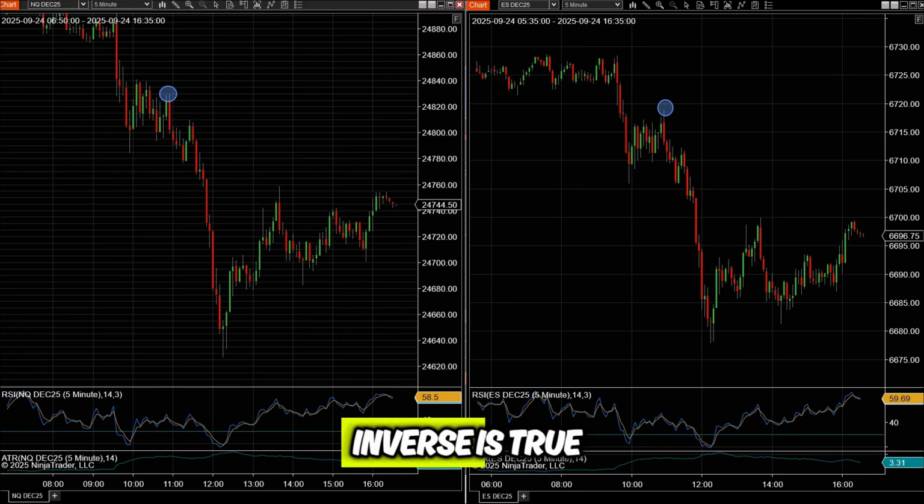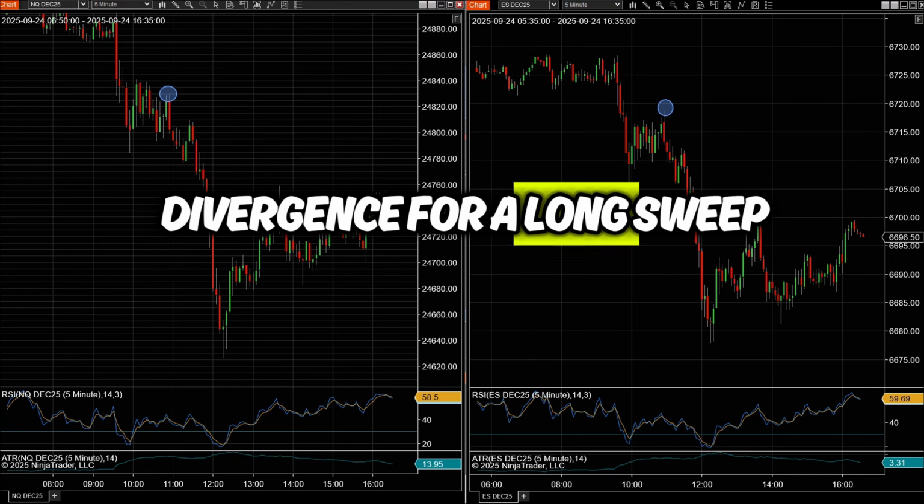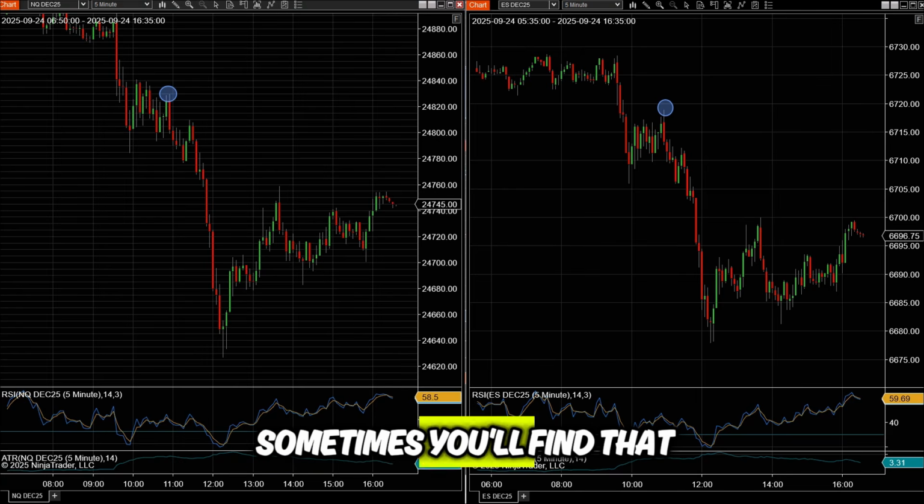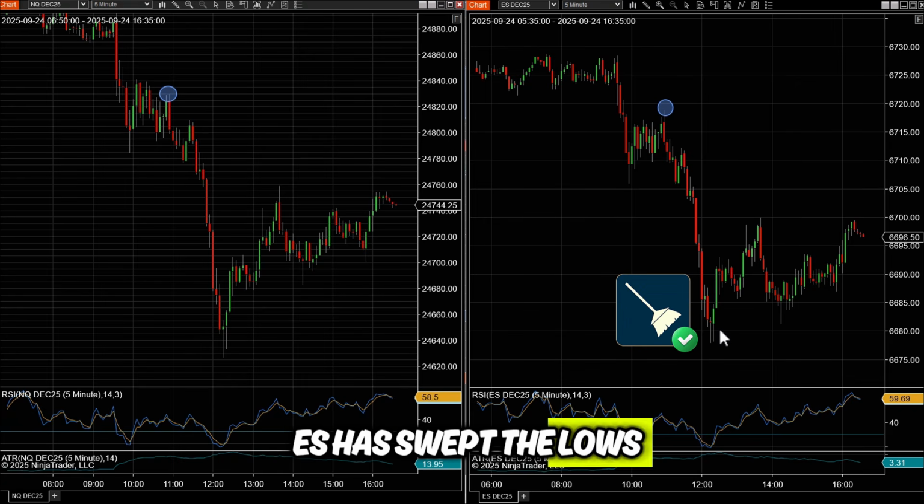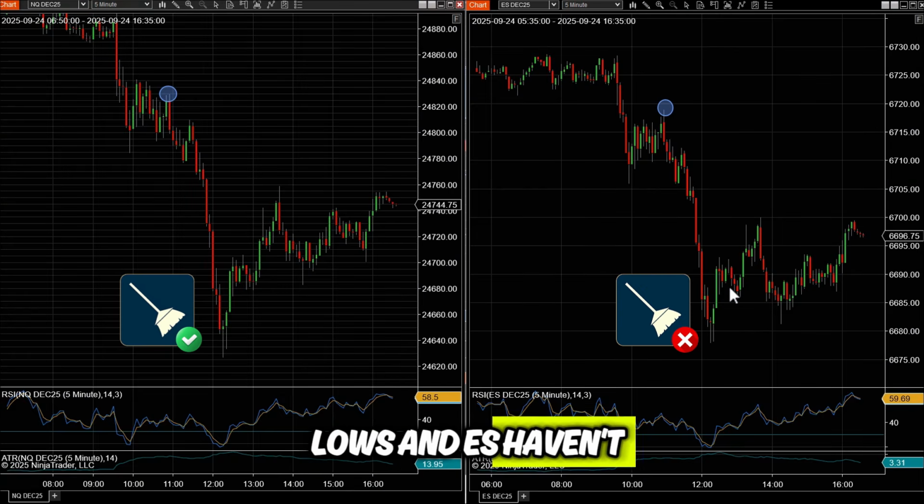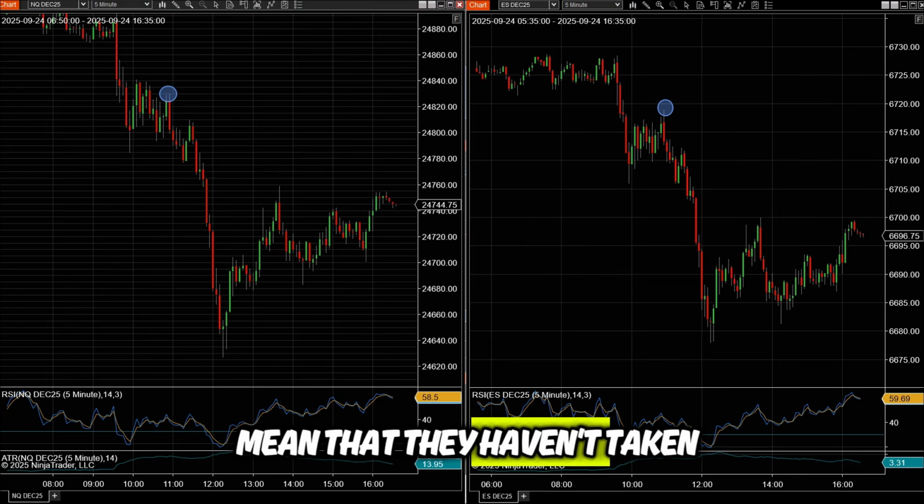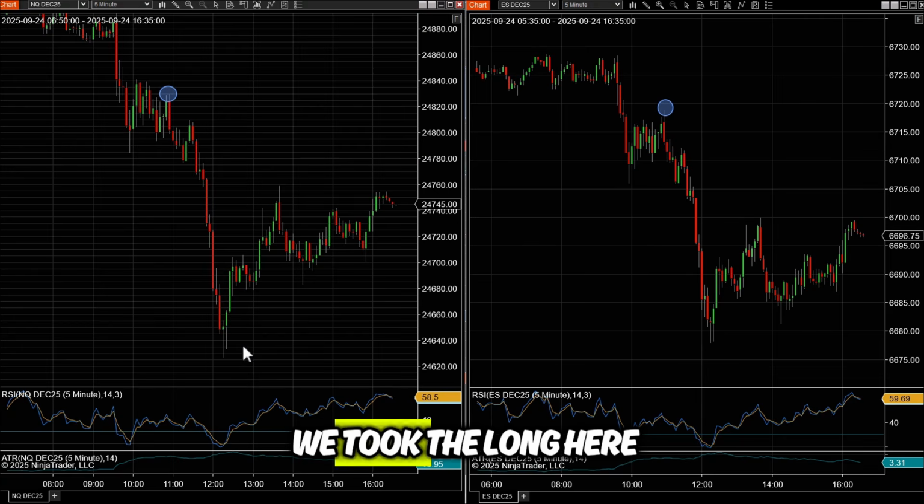And so then the inverse is true. Factor number 5 is divergence for a long sweep. Sometimes you'll find that ES has swept the lows and NQ hasn't, or NQ swept the lows and ES hasn't. It means that either one of them is stronger, or it could also mean that they haven't taken the sweep yet. Today, we took the long here after a double hammer on the 5-minute.